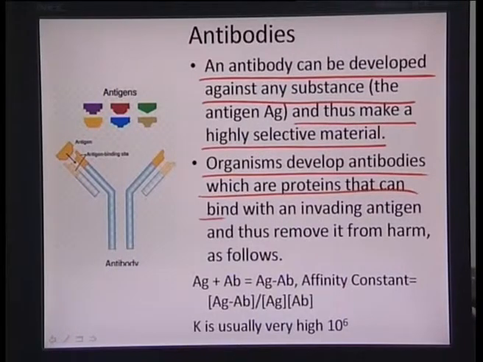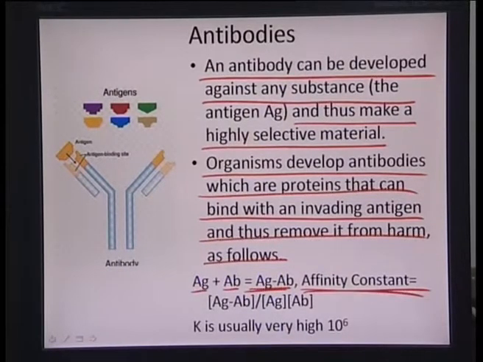The idea is that antibodies, as we know, are proteins formulated by so called B cells within a certain living organism, and essentially the organisms can be used to develop antibodies which can be later on used for the purpose of capture or specific recognition in vitro. So therefore organisms develop antibodies which are proteins, and they can bind with an invading antigen and remove it from harm as follows. So the antigen and antibody binds together to form this particular complex, and the affinity constant in this particular case is actually the concentration of complex divided by concentration of independent antigen and antibody, and usually it is very high, not as high as the avidin biotin link, but again K is usually about 10 to the power of 6 mole inverse in case of antigen antibody binding, which is a pretty high affinity constant.